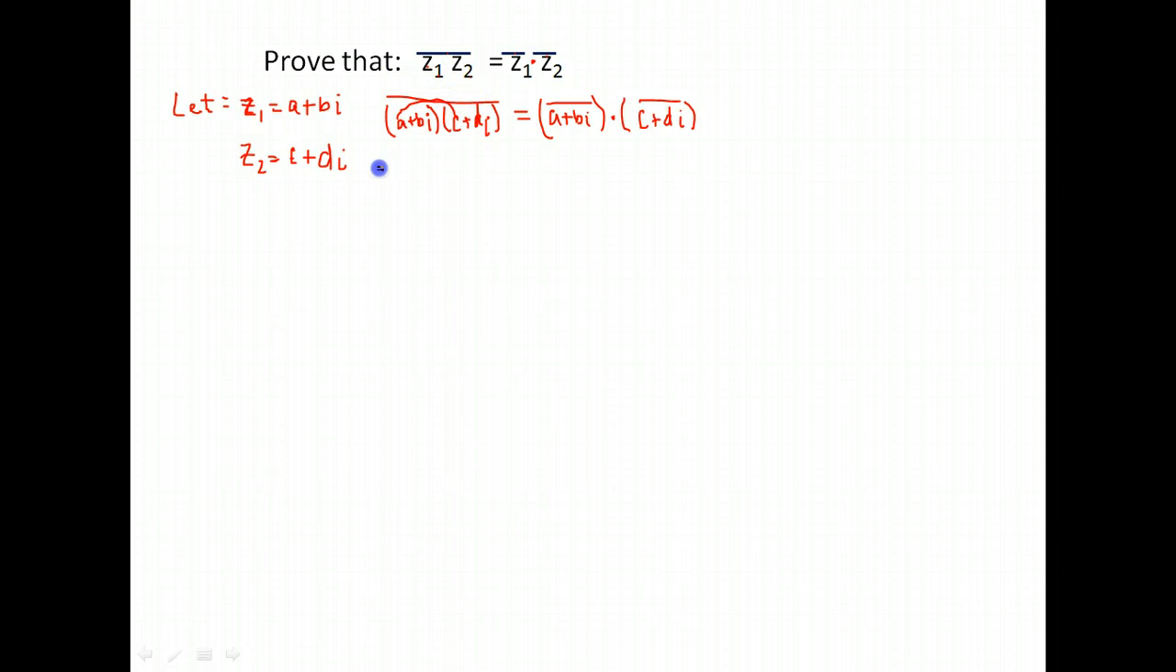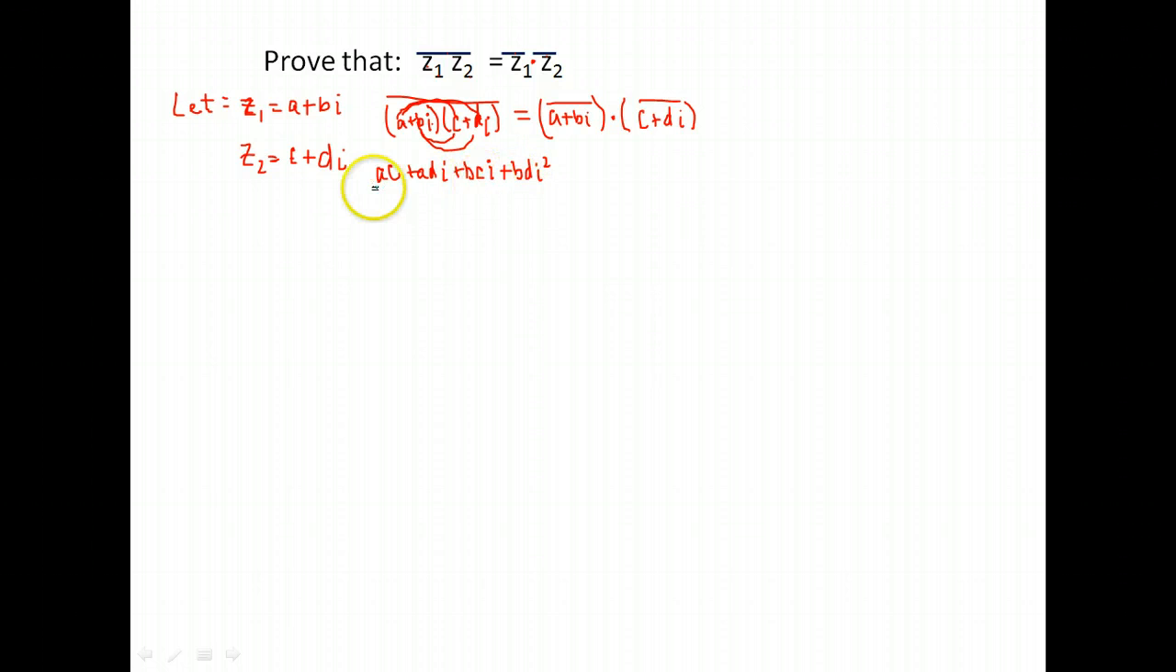A times c gives me AC, and a times di gives me ADi. Now the bi times c gives me BCi. I always put the i's on the end because they're not a number. Well, they are, but they're your i. And here b times di gives me BDi squared, since i times i is i squared.